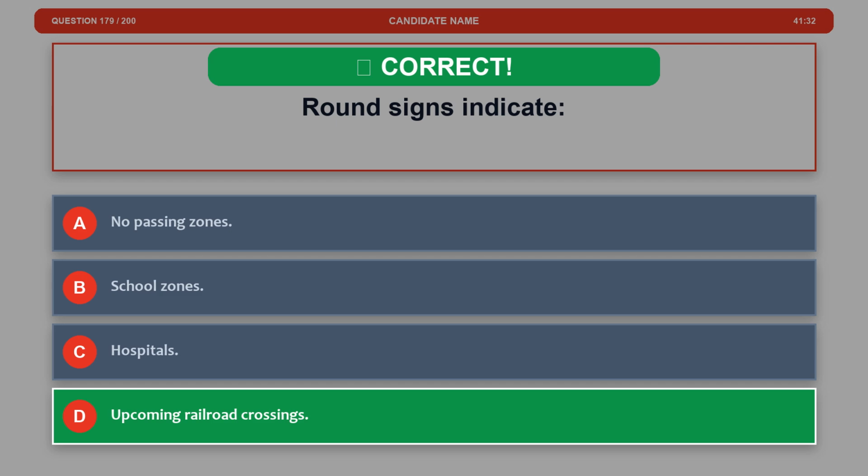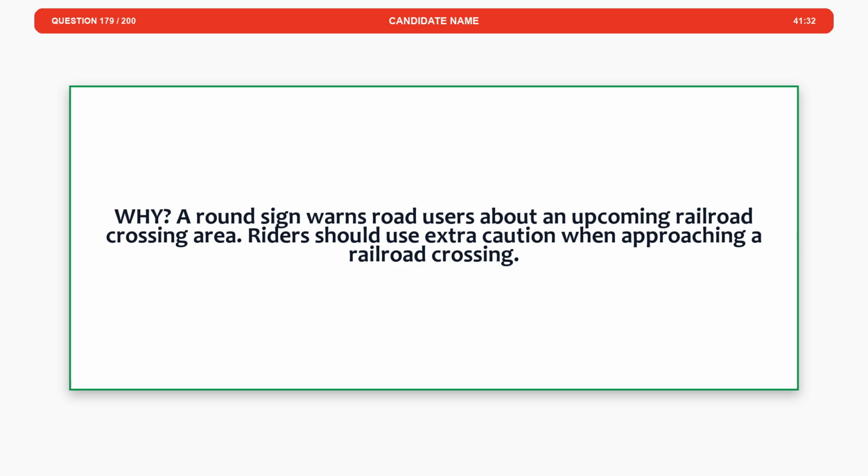The correct answer is option D, upcoming railroad crossings. Explanation. A round sign warns road users about an upcoming railroad crossing area. Riders should use extra caution when approaching a railroad crossing.